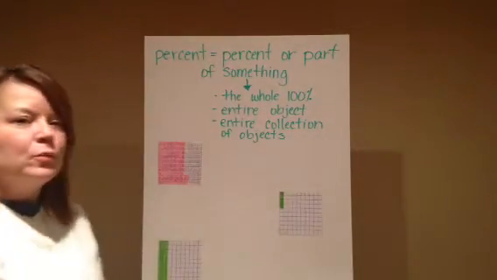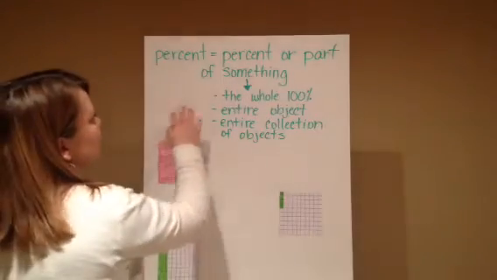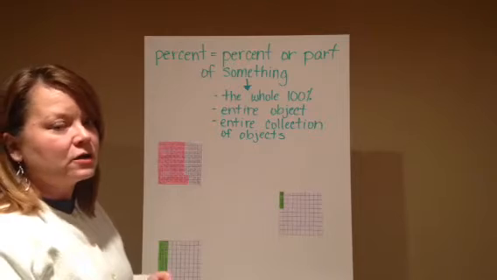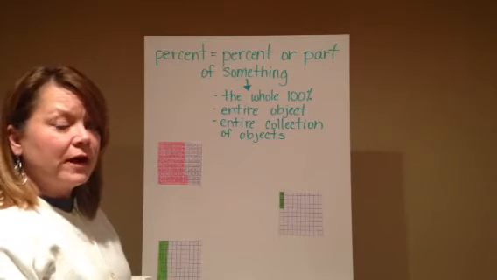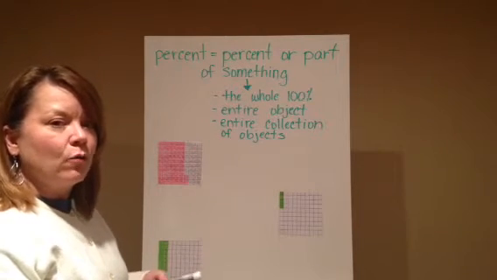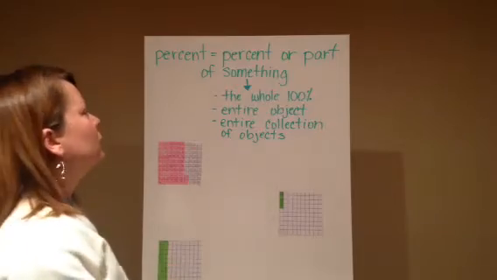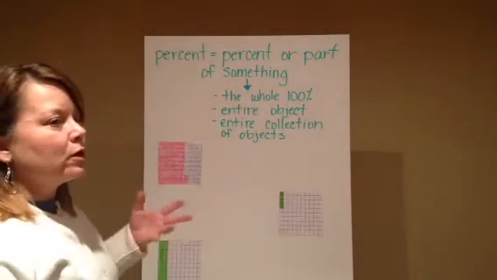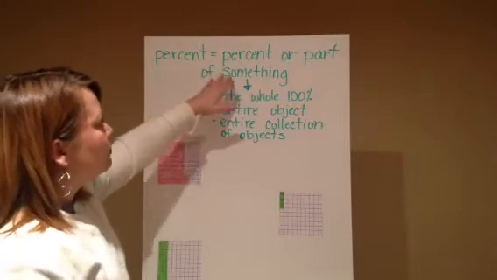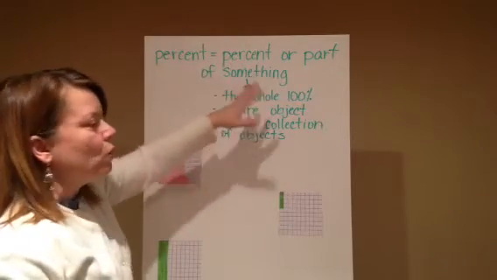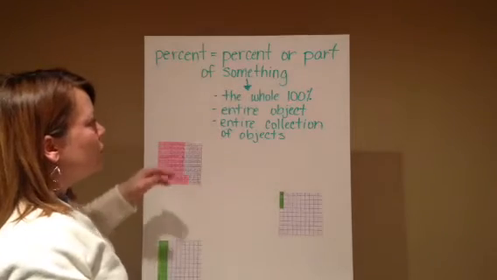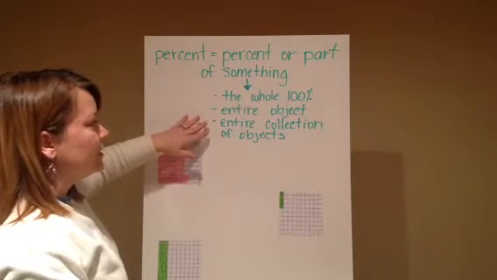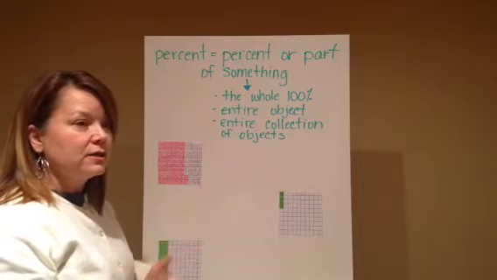So when we think about a percent, a percent is a part of something, similar to when we talked about fractions, because a fraction was a part of something or a part of the whole. Well, a percentage is also a part of the whole or a part of something. So when we think of something, we're referring to that whole 100% or the entire object. It could be the entire collection of objects.